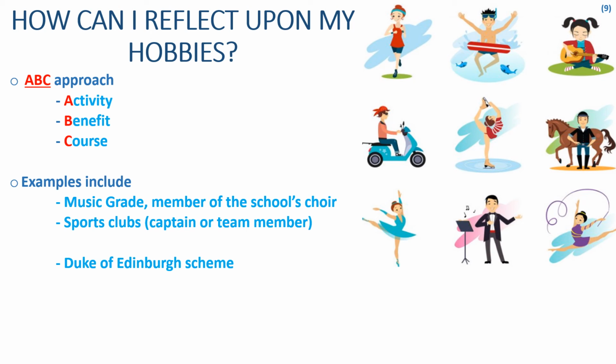So the Duke of Edinburgh scheme, so if you've achieved a silver, bronze or gold in the Duke of Edinburgh scheme, and potentially focusing on one particular aspect of the scheme that you found was most beneficial to you, and again use that ABC approach.